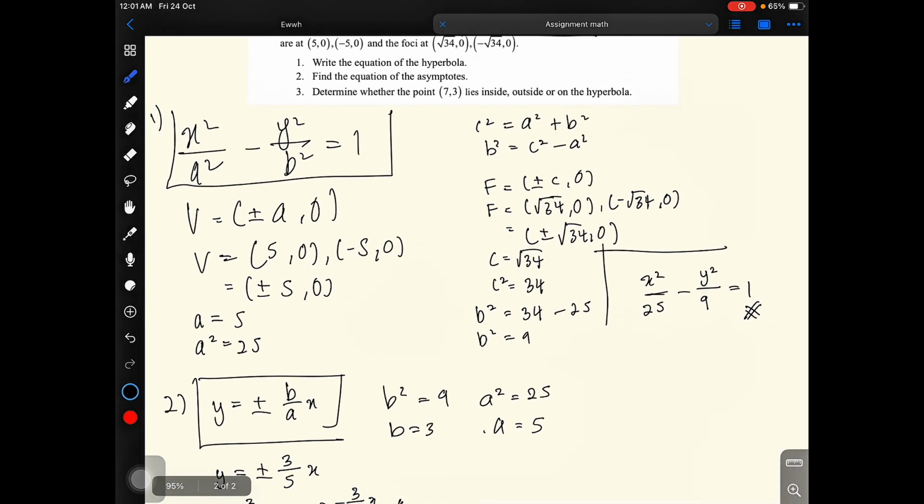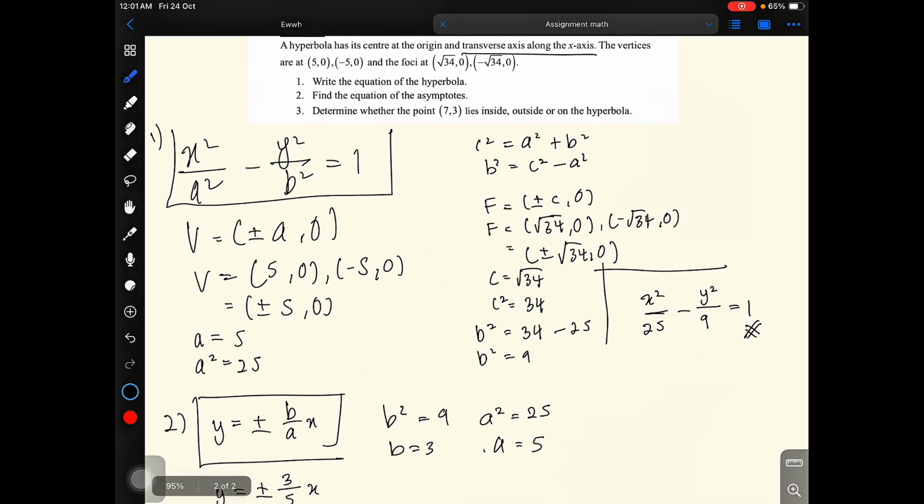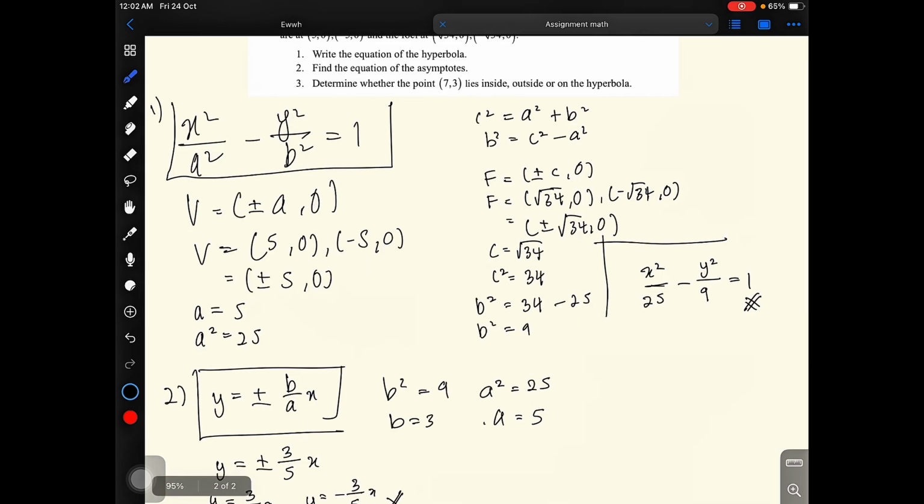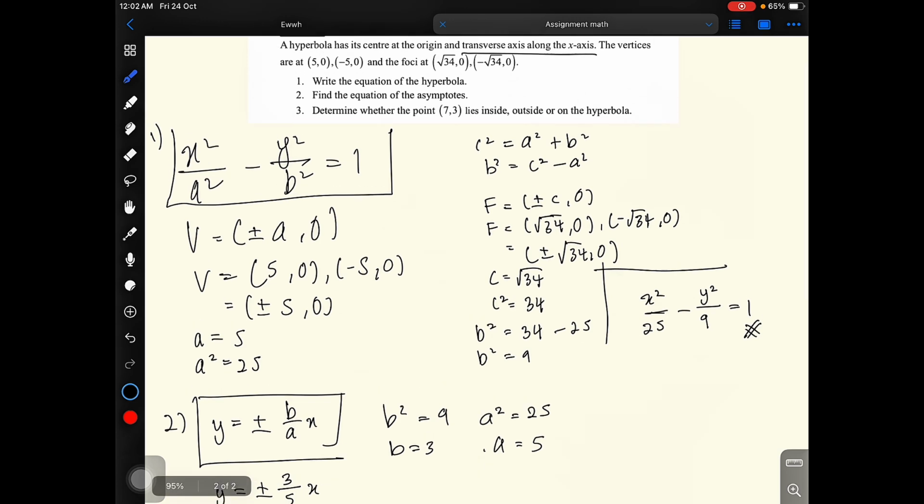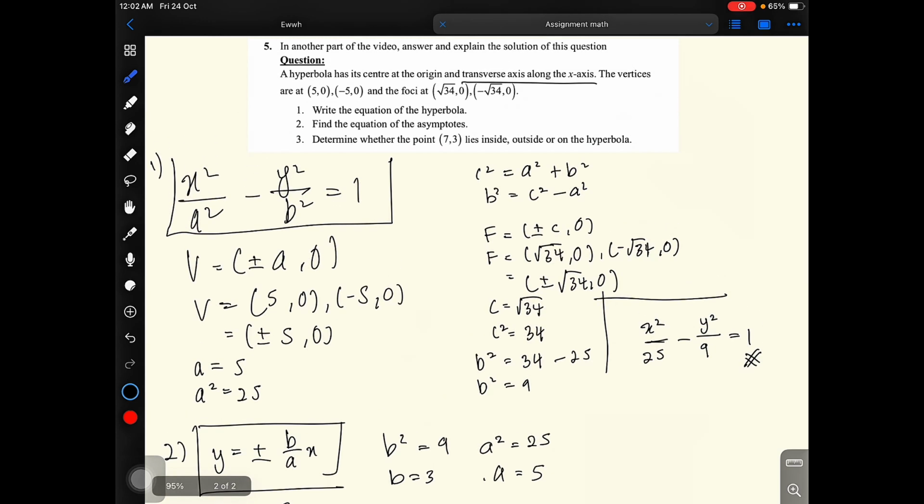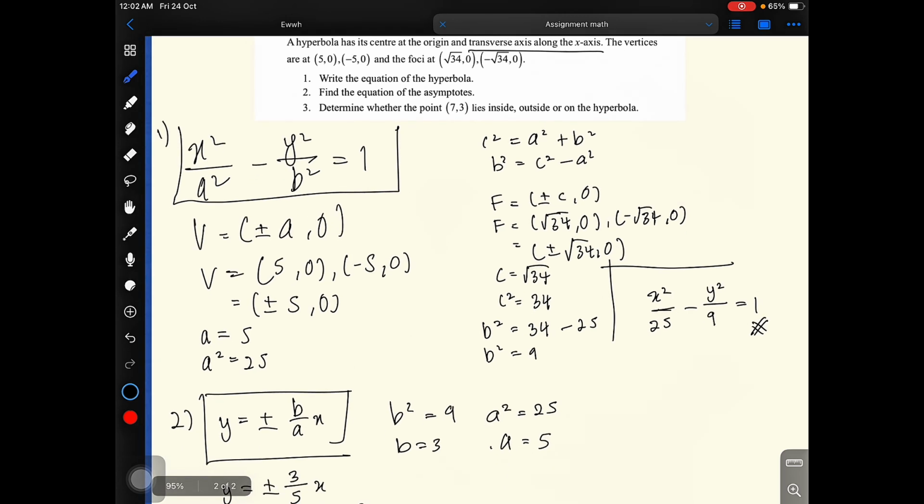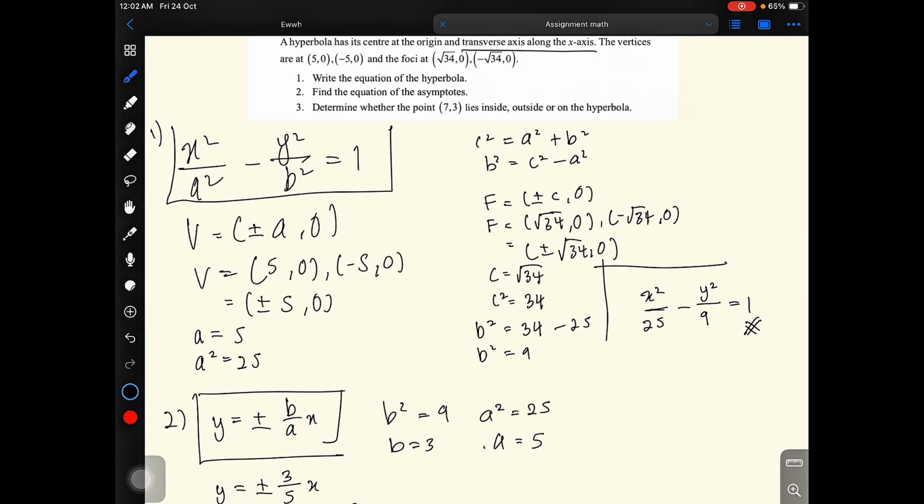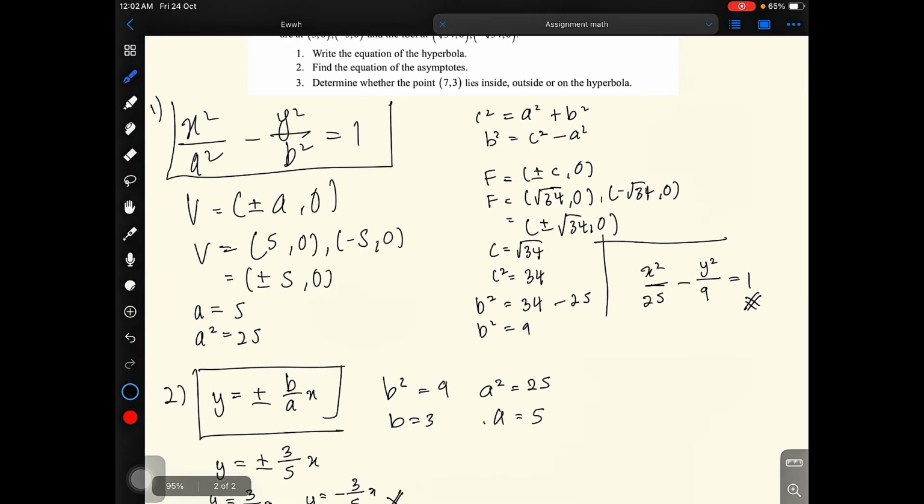So we all know that the standard form of the equation of a hyperbola is x squared over a squared minus y squared over b squared equals 1. So we will need to find a squared and b squared. First of all, we know that the vertices are (±a, 0). With the given information, we know that V is equal to (5, 0) and (-5, 0), so we can say that V is equal to (±5, 0). Then a is equal to 5, which means that a squared is equal to 25.